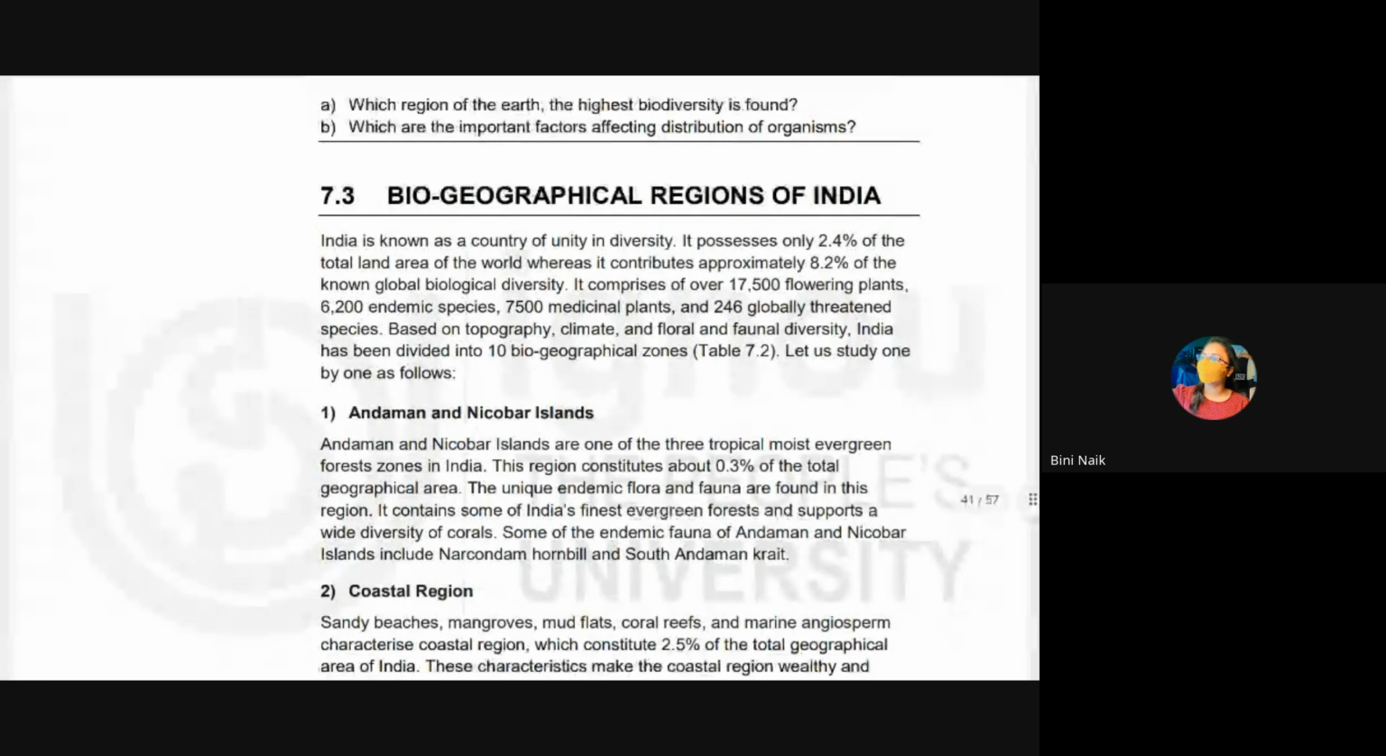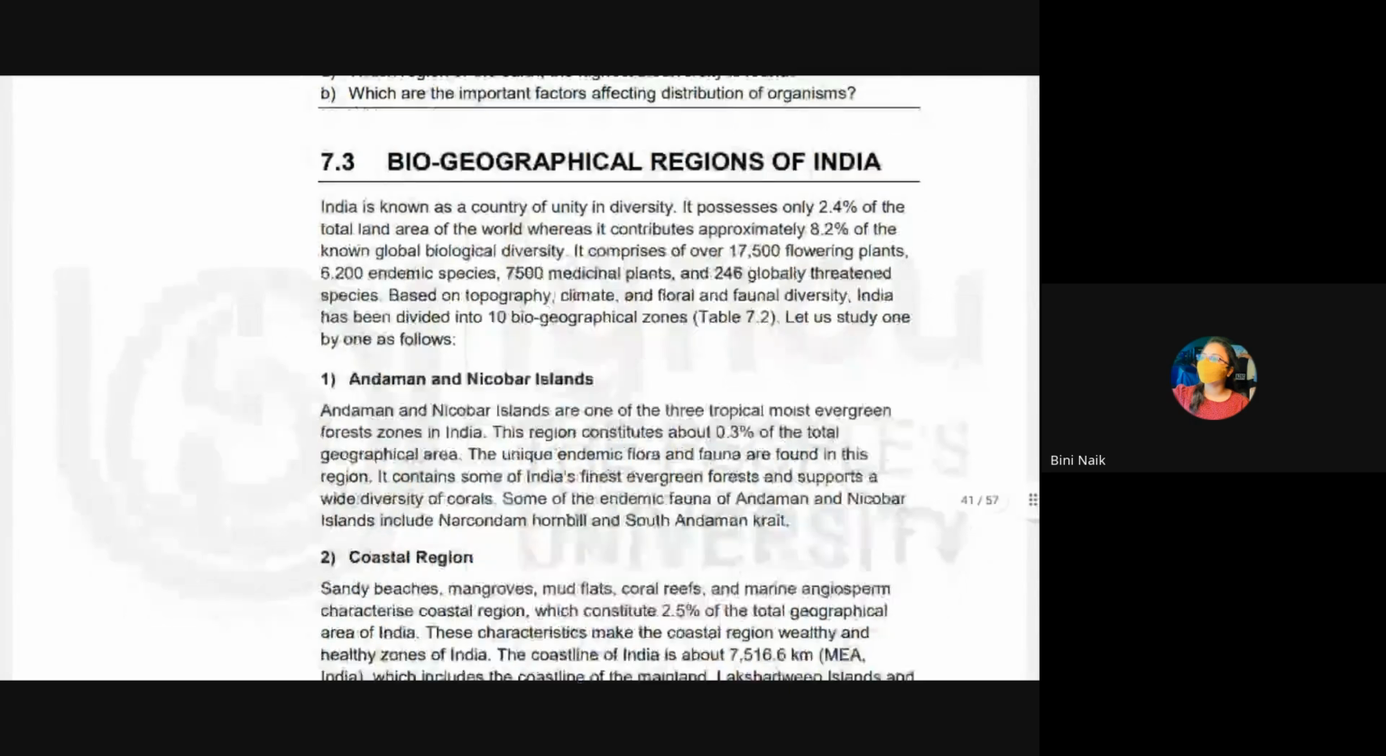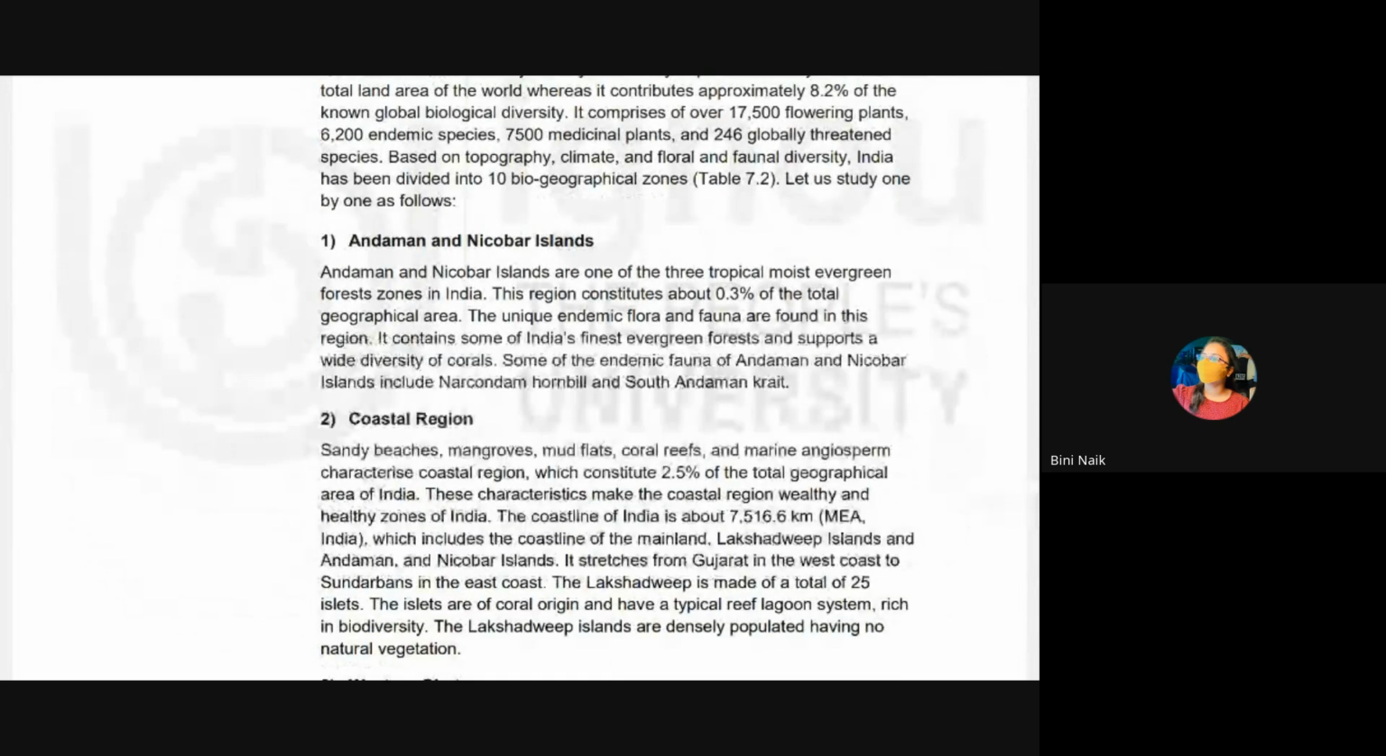Okay, so what are the different biogeographical regions of India? These are pretty easy. Andaman and Nicobar Islands: you have somewhere around 37 islands there, Port Blair is the capital, and those islands are of volcanic origin, made up of volcanic materials.